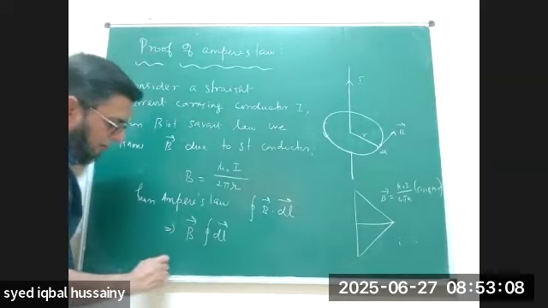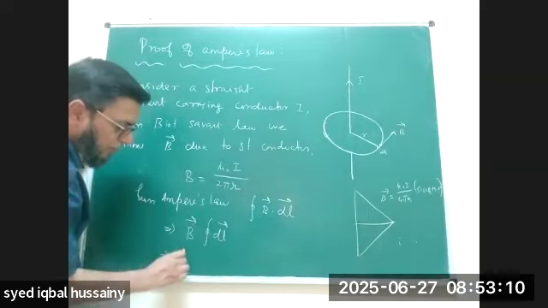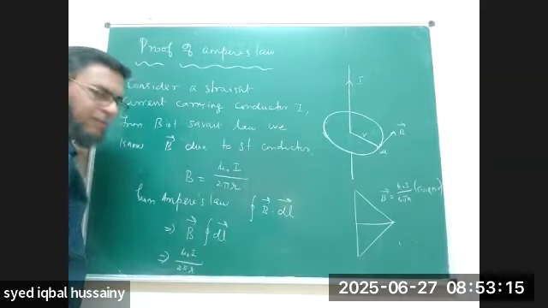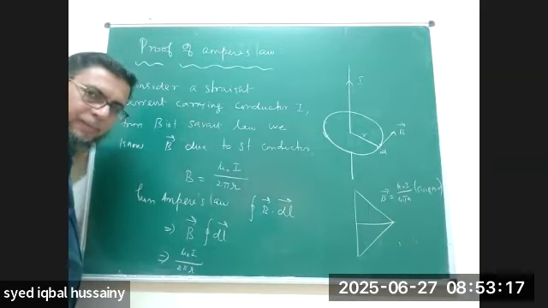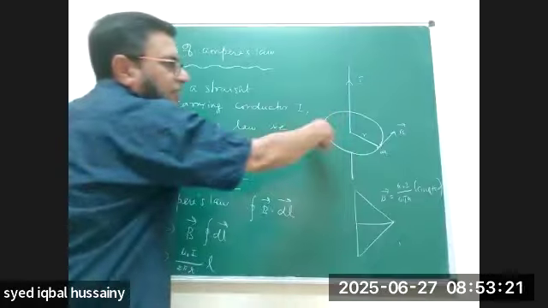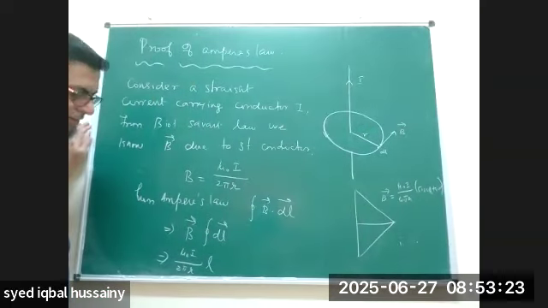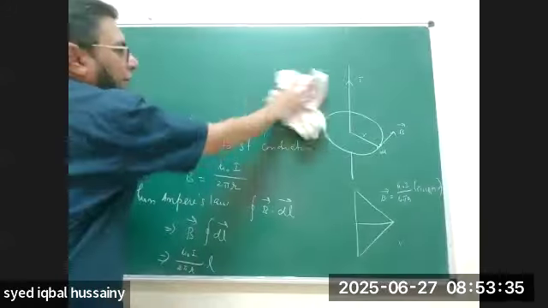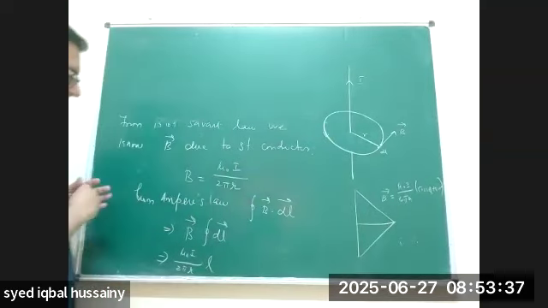Now what is B vector? You know it is mu naught I by 2 pi r. Integral dl, what's the answer? Integral dl is L. Very good, children. So what is the length of the circle? 2 pi r. Very good. So the length of the circle is 2 pi r.